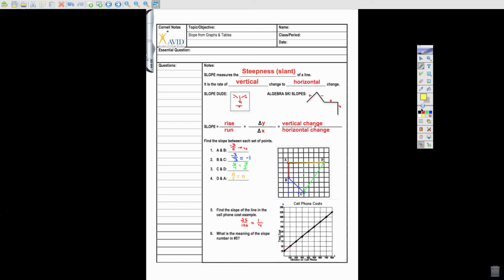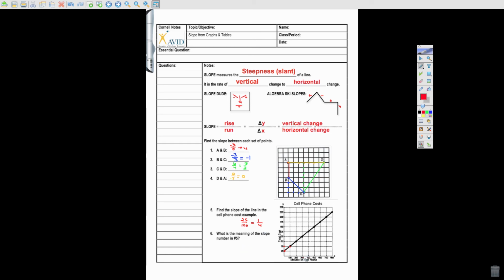Number 5. I found the slope on number 5. I went from this point right here to this point. Well, vertical change. I went up, from 25 to 50. So I went up 25 and over from 0 to 100. So I went over 100. Up 25, over 100. That reduces down to 1/4.